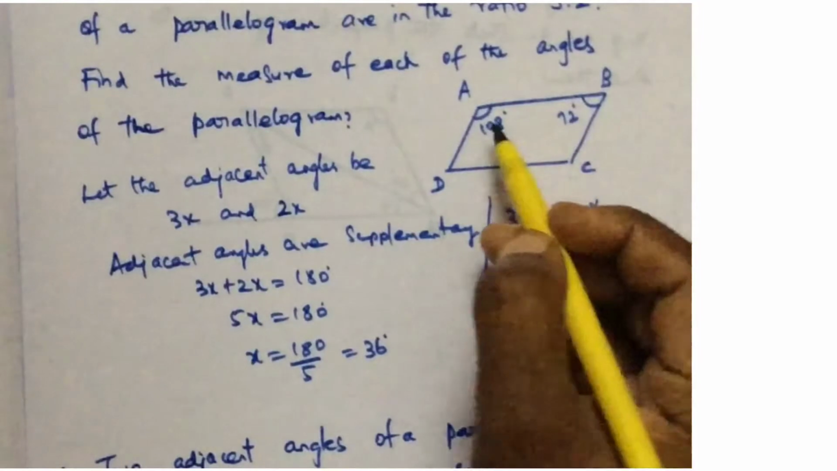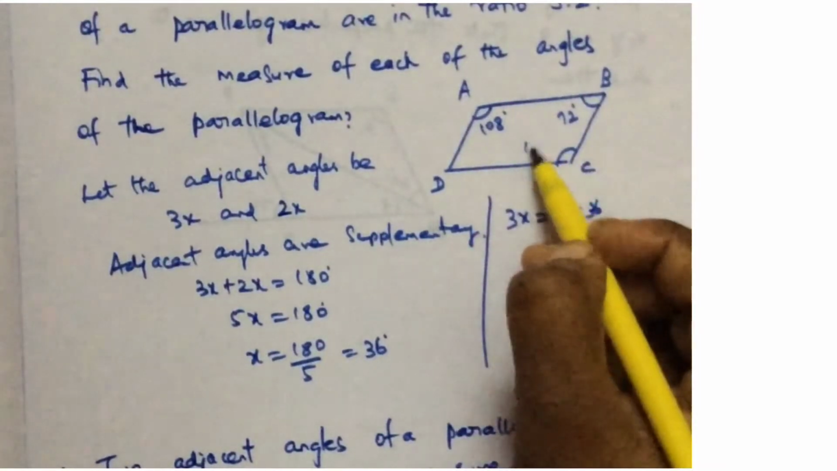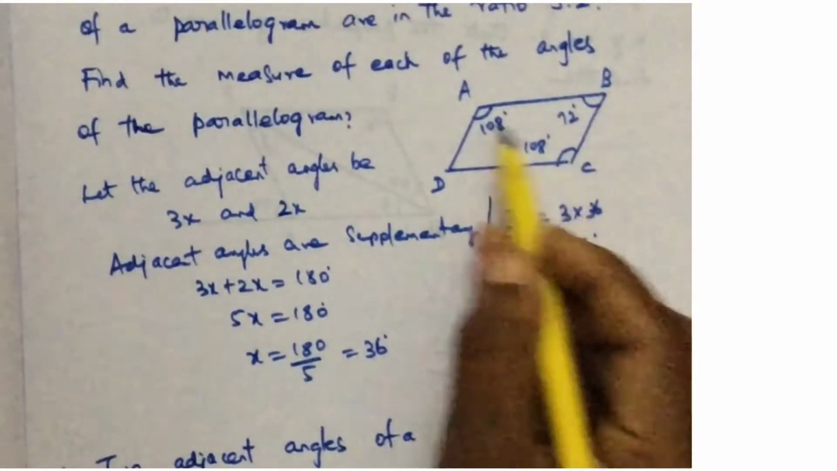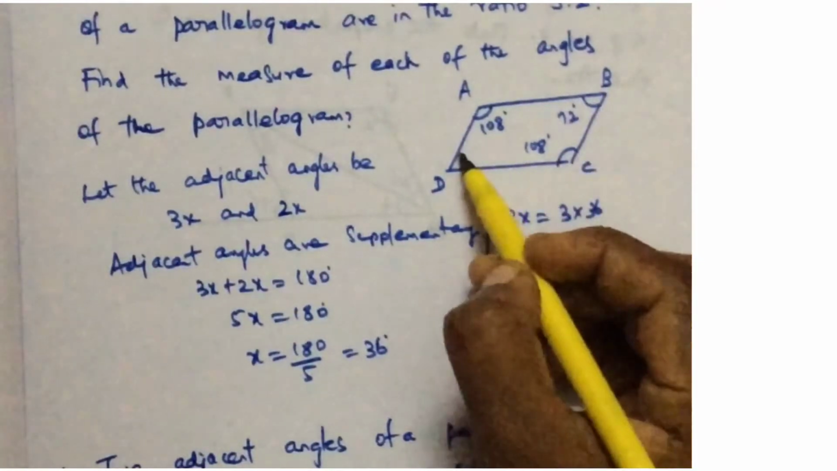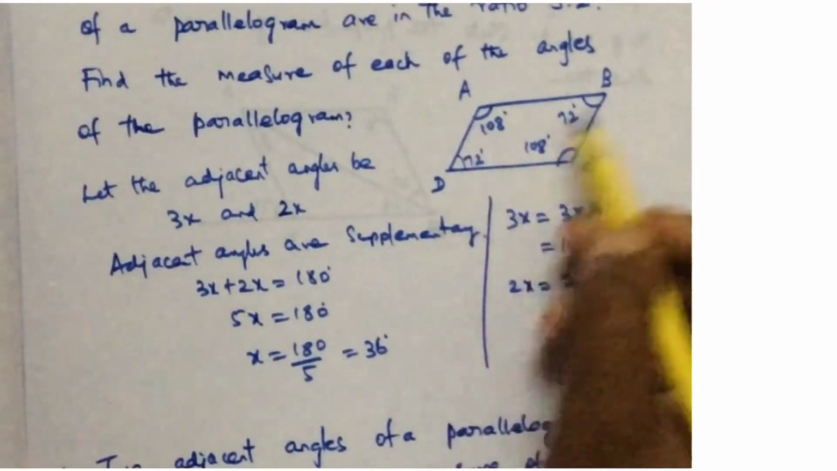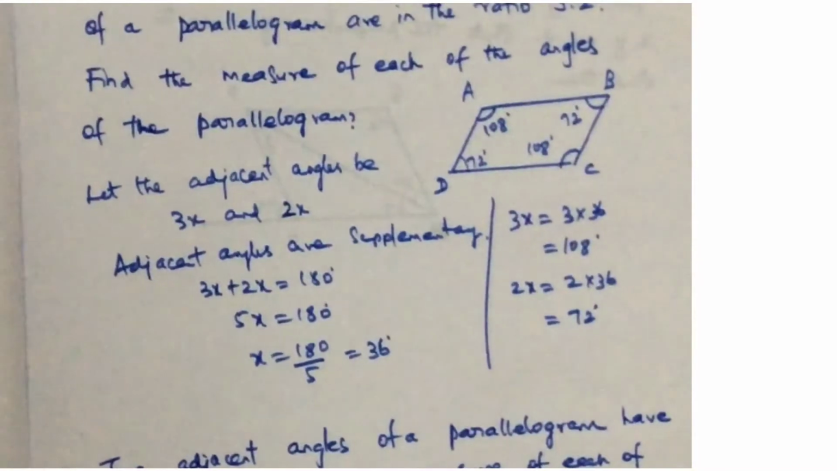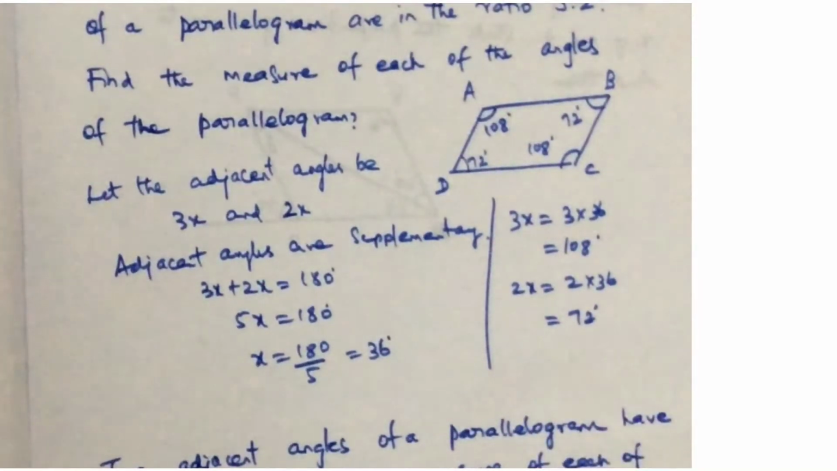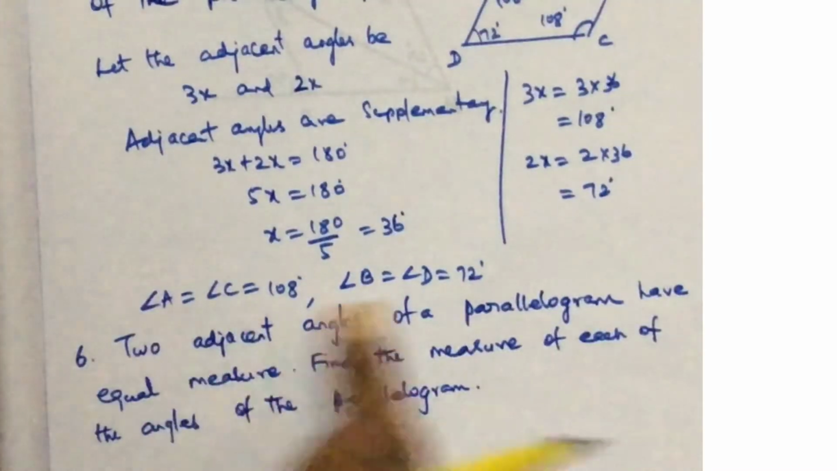Okay, if this is 108, what is this? This is 108. Why? Because they are opposite angles. So this is 72 and this is 72. These two are opposite angles. Now we got all the angles in a parallelogram. So now we got this result.